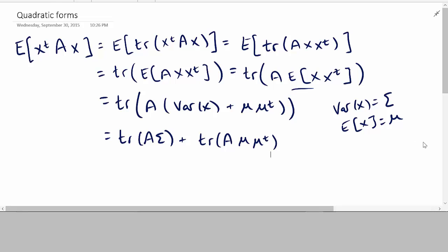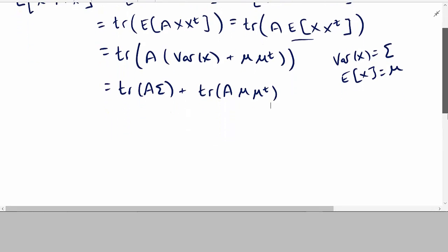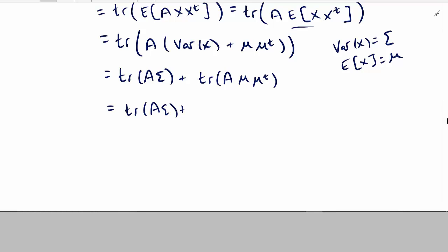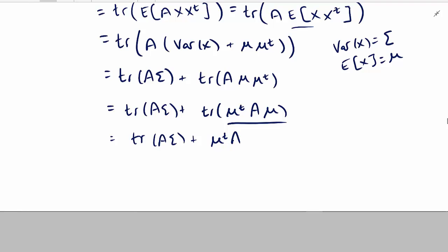But again, the trace is linear, and the trace of AB is the trace of BA, so we can write this as the trace of A Sigma plus the trace of mu transpose A mu, which is equal to the trace of A Sigma plus, now the trace of mu transpose A mu is just mu transpose A mu because this is a scalar. So the trace of a scalar is just that scalar itself.